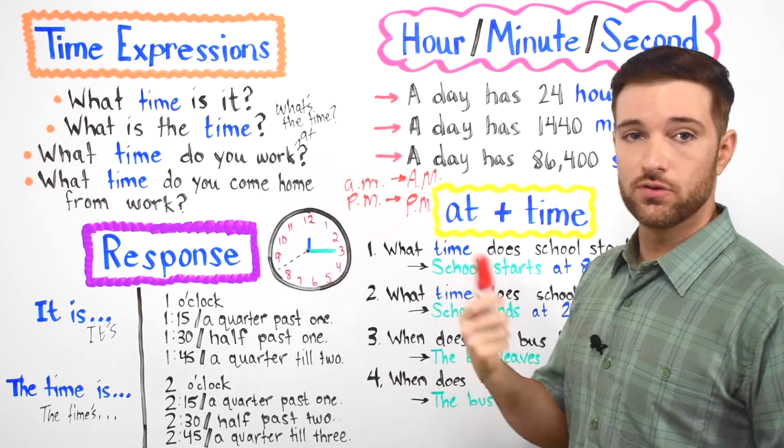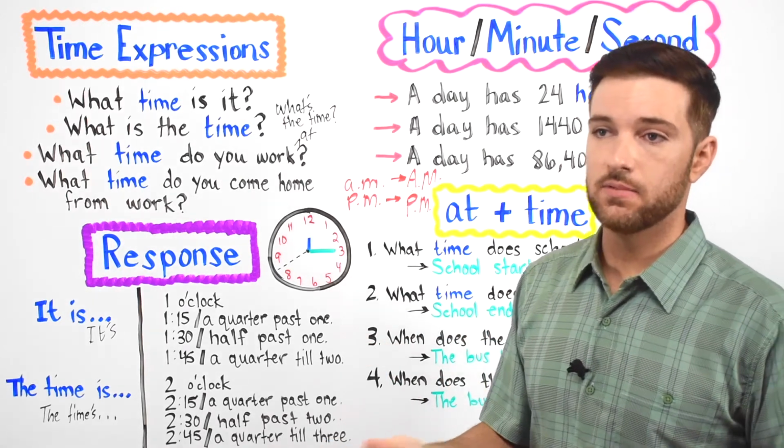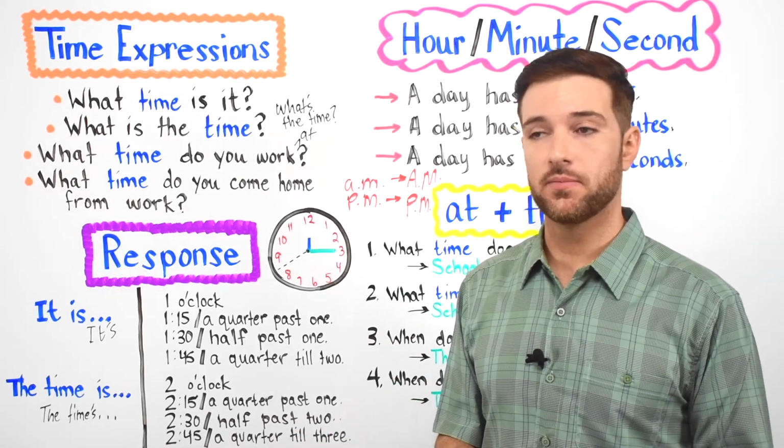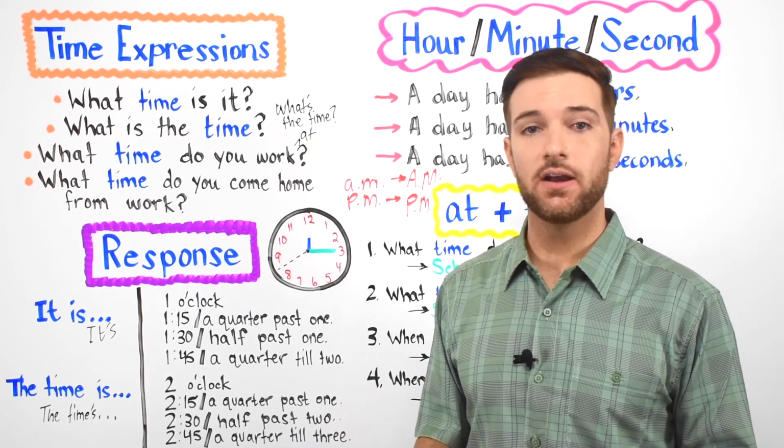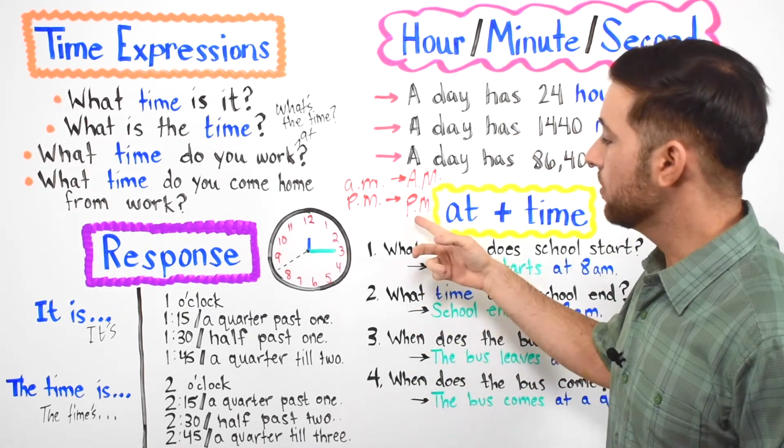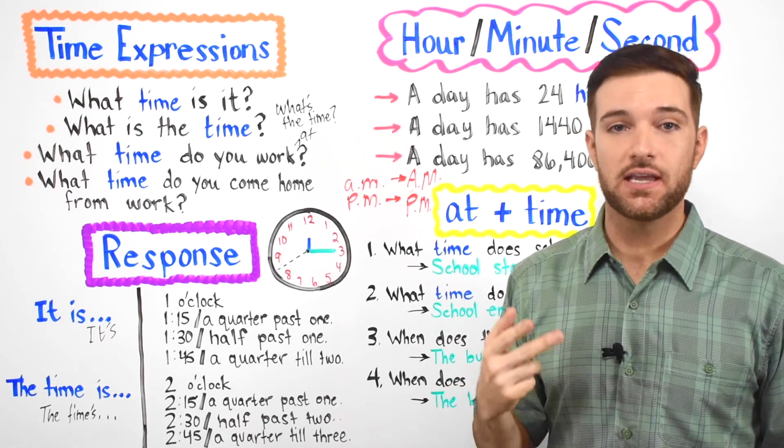AM refers to the morning, so anytime in the morning, like when you wake up from going to sleep the night prior. And PM refers to the afternoon, the evening, and the night.